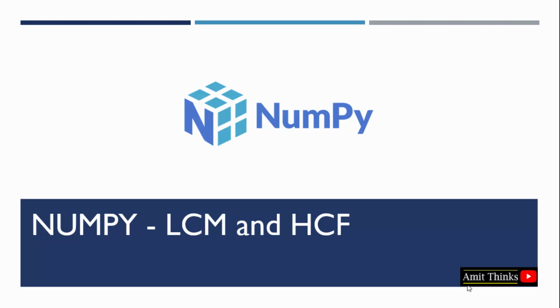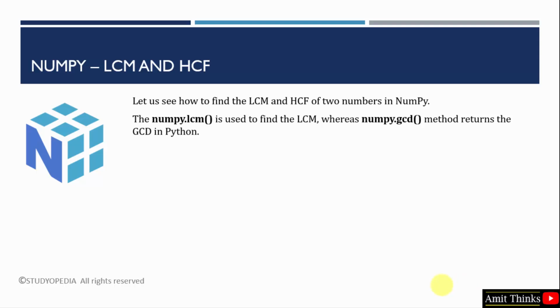In this video, we will learn how we can find the LCM and HCF of two numbers in NumPy. With that, we will also see some examples. So to find the LCM and HCF of two numbers, we use the LCM method as well as the GCD method respectively. Okay, HCF is also known as GCD. So let us see them one by one and run their examples also using these methods.